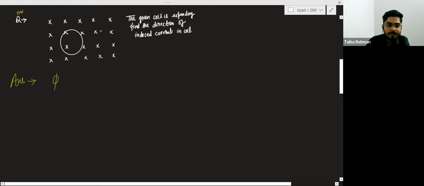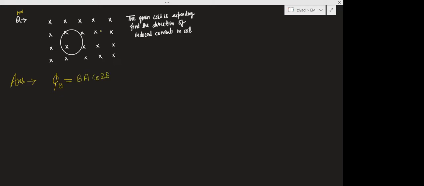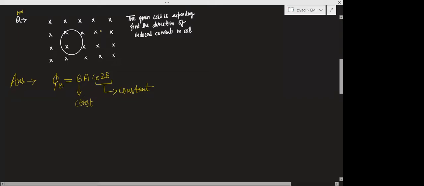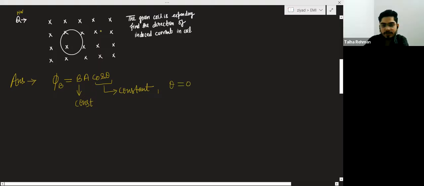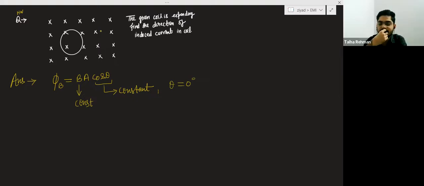So we know that the magnetic flux linked with the coil is given by BA cos theta. Magnetic field is constant here, and this cos theta will also be constant. Why is cos theta constant? Because theta is the angle between the area vector and the magnetic field. So theta will be 0 degrees, because the magnetic field is in the z direction and the area vector is also in the z direction, because the area vector is perpendicular to the plane of the coil.